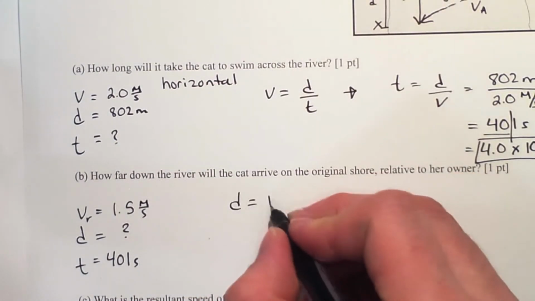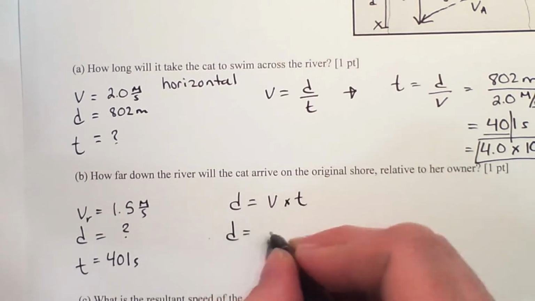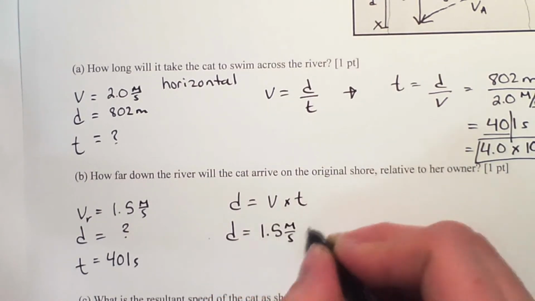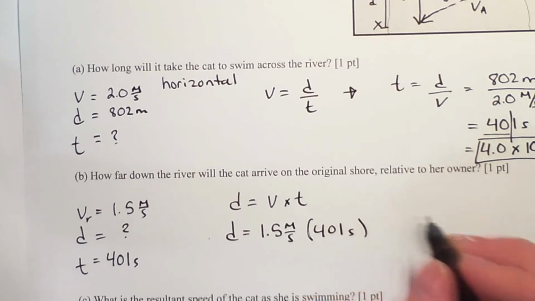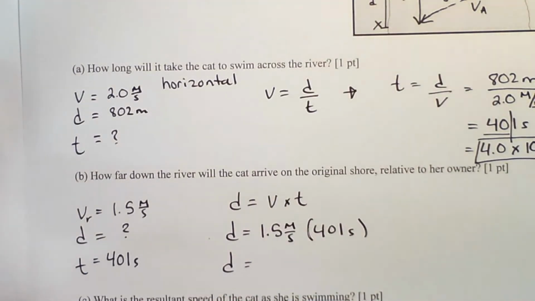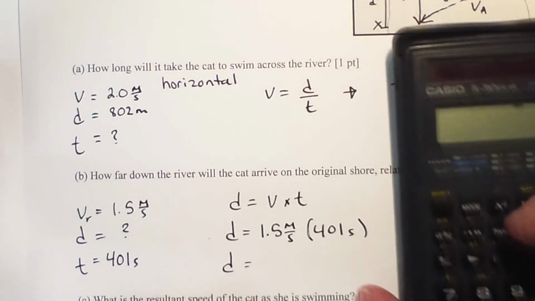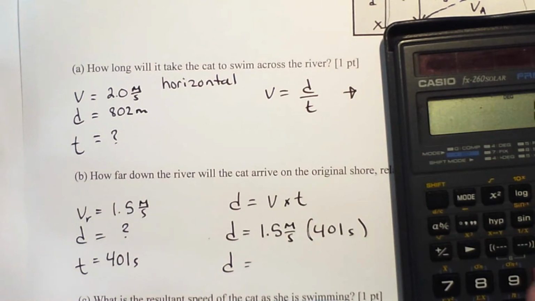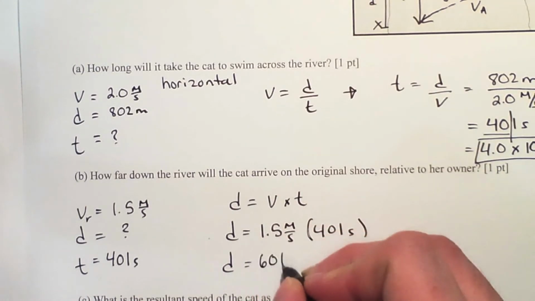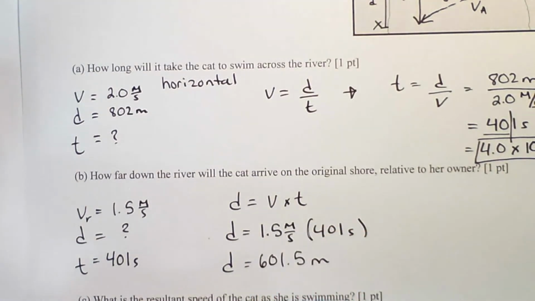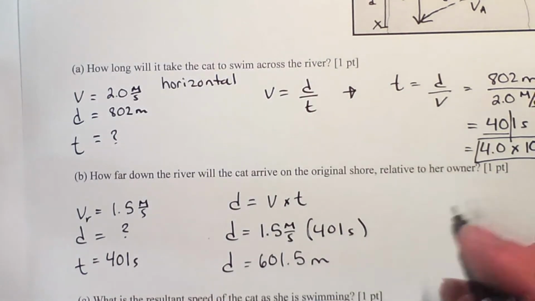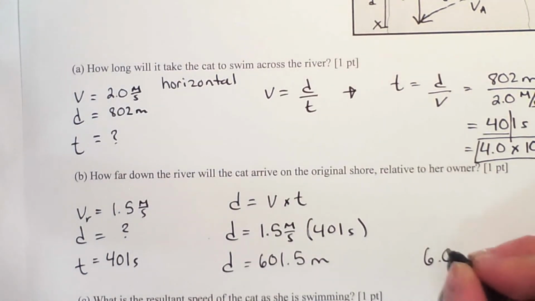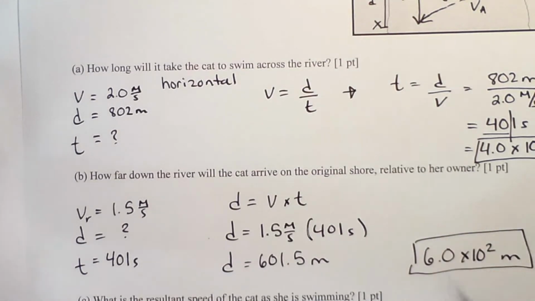We know from grade 10 that distance is equal to velocity times time. Distance is equal to 1.5 meters per second times 401 seconds. So 1.5 times 401 is 601.5 meters. We still only have two significant digits, so my answer becomes 6.0 times 10 to the 2 meters, or 600 meters.